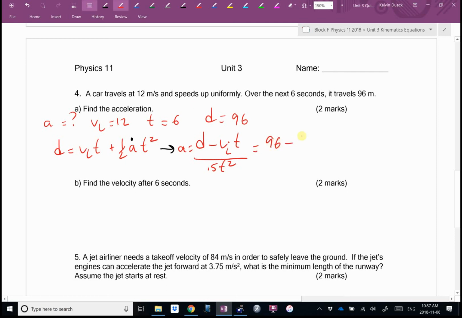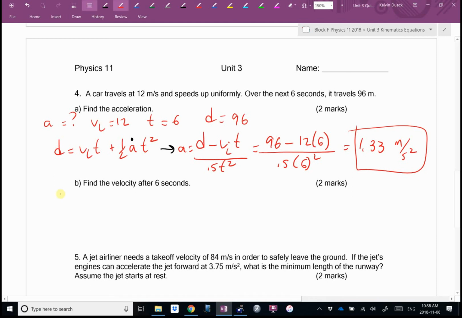96 minus 12 times 6 divided by 0.5 times 6 squared. I might be able to do that in my head. It's going to be 96 take away 72. It's going to be 36 take away 24... 48 over 36. I can divide by 12. 4 over 3. 1.3 repeating? Yeah? Come on, you're a little impressed with that, aren't you? And that is meters per second squared. Jealous.